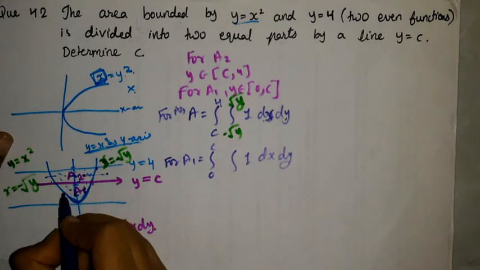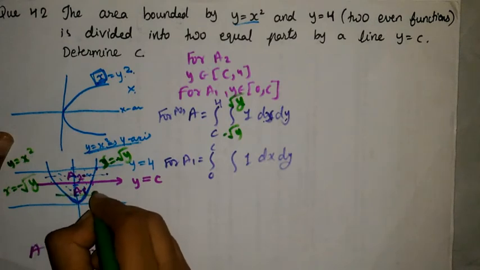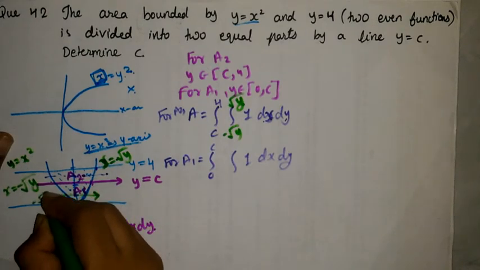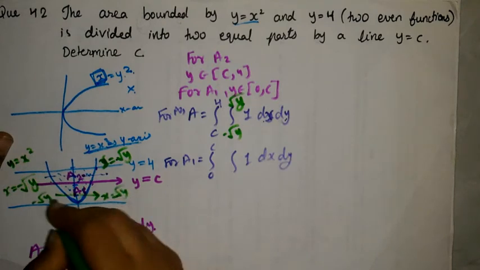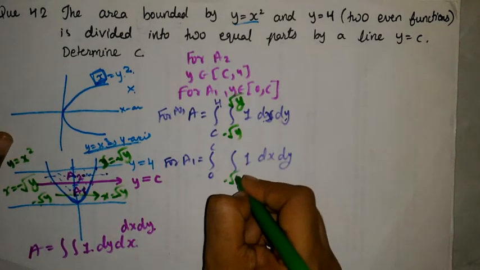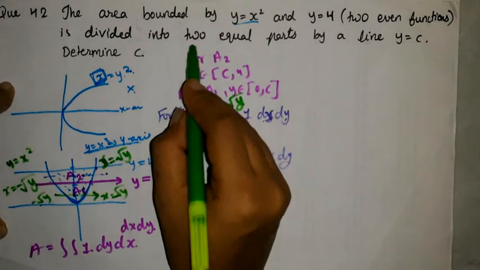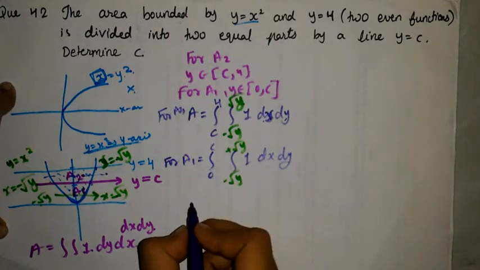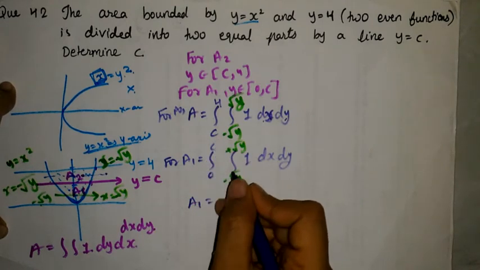And here also, similarly, y is entering from, when we draw the horizontal line, x runs from minus root y to positive root y. Now we are stated that both areas are equal, so A1 is equal to A2. Now equate both these equations.